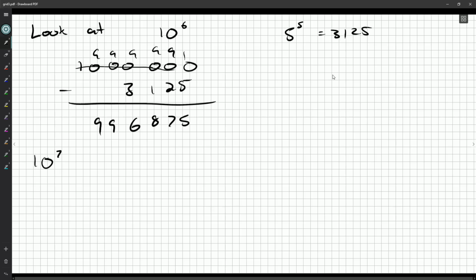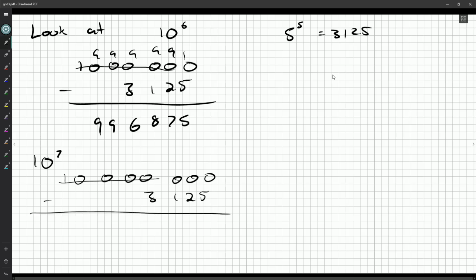Okay, how about 10 to the 7? It's going to look very similar. So cancel all of those, turn into 9s because we keep borrowing and borrowing and borrowing. There we go. 5, a 7, an 8, a 6, and now 3 9s. So with 7 we got 3 9s, with 6 we had 2 9s.